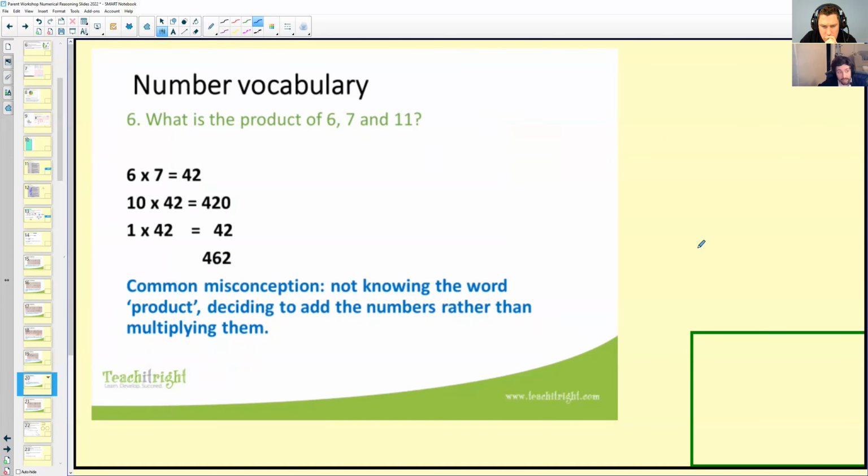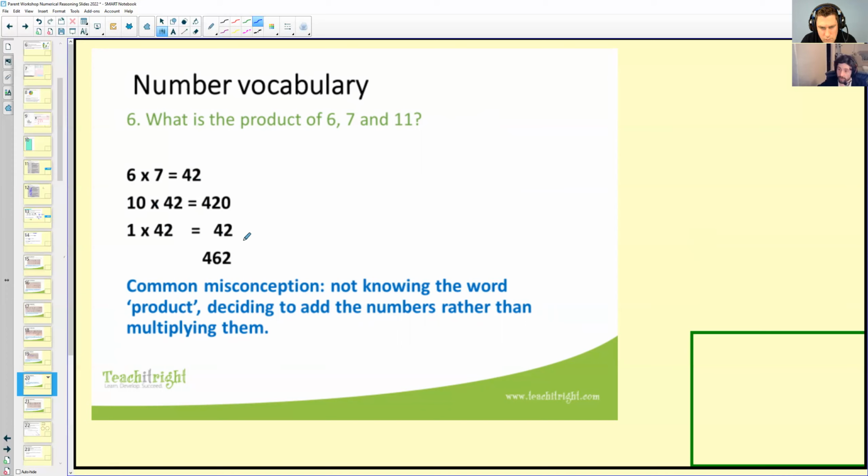The product of 6, 7, and 11. Again, what's product? How do we access it? Knowing that means multiply, and then having a method for multiplying the answers together. In this case, I love it. 6 times 7, 42. That's something within the remit of most students. But knowing how do we do times 11 for a number that really I'm not prepared for? Well, 10 times that number plus an additional 1 of that number gets us to 11.